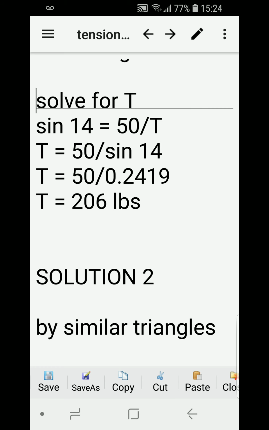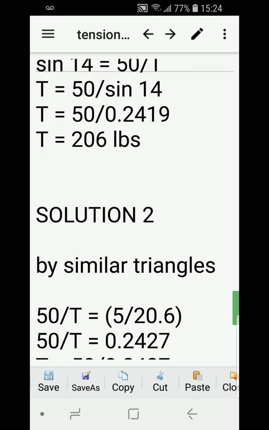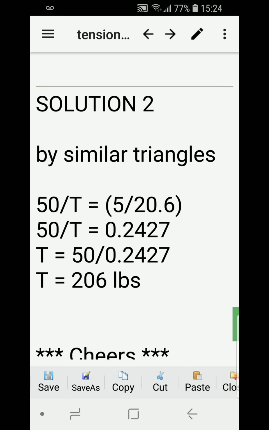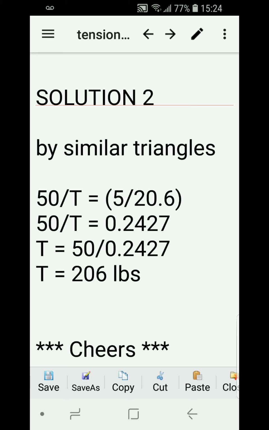So some people may find solution 2 to be shorter, easier, and simpler. Solution 2 is by using similar triangles. With similar triangles, we need to make sure that we are using the appropriate sides by way of ratio. So by similar triangles, we're finding the ratio.